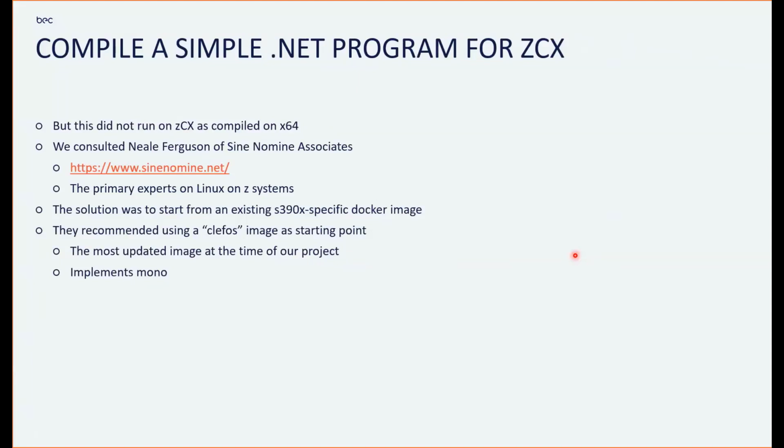But this would not run on zCX because it was compiled on x64 on an Intel platform. And we got stuck here and then consulted Neil Ferguson of Sine Nomine. And he said, you need to start from an existing S390X-specific Docker image. So they recommended an image called Clefos Mono as a starting point. And this one implements Mono and runs on zCX.